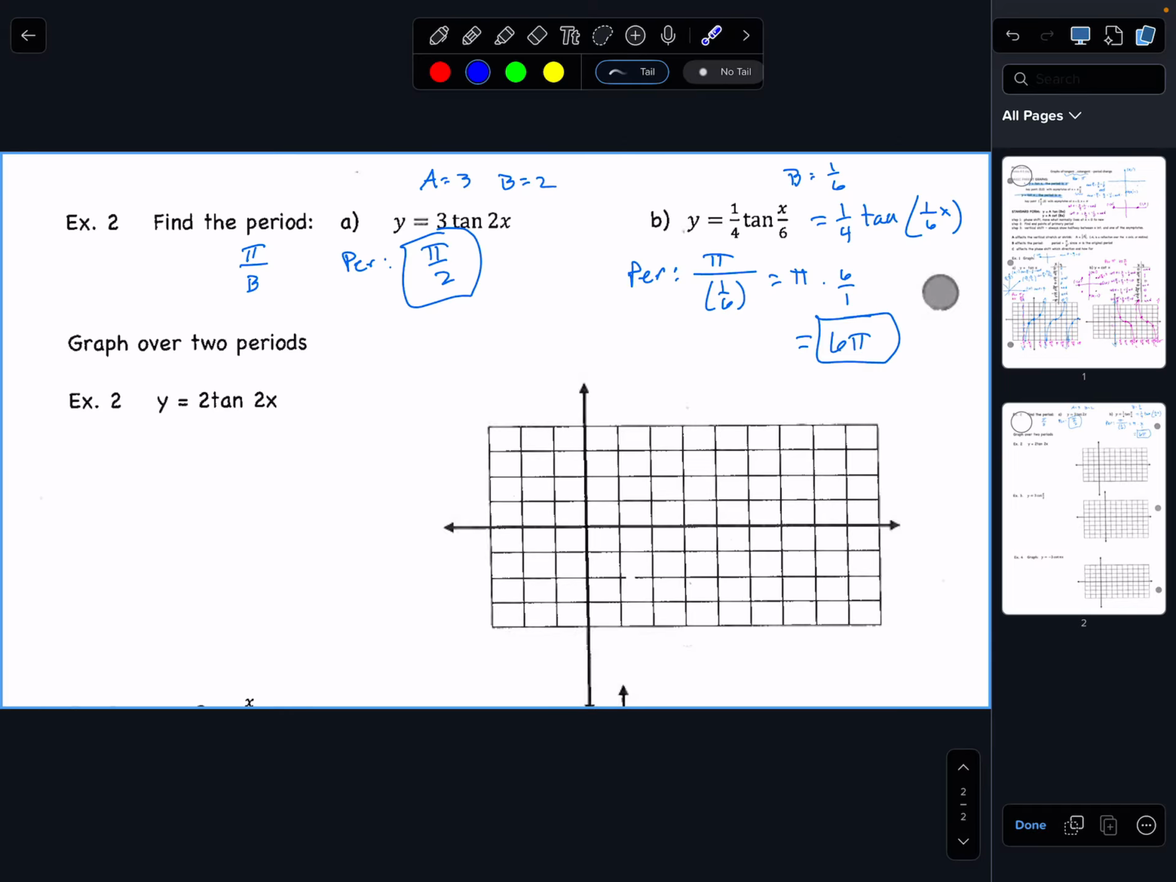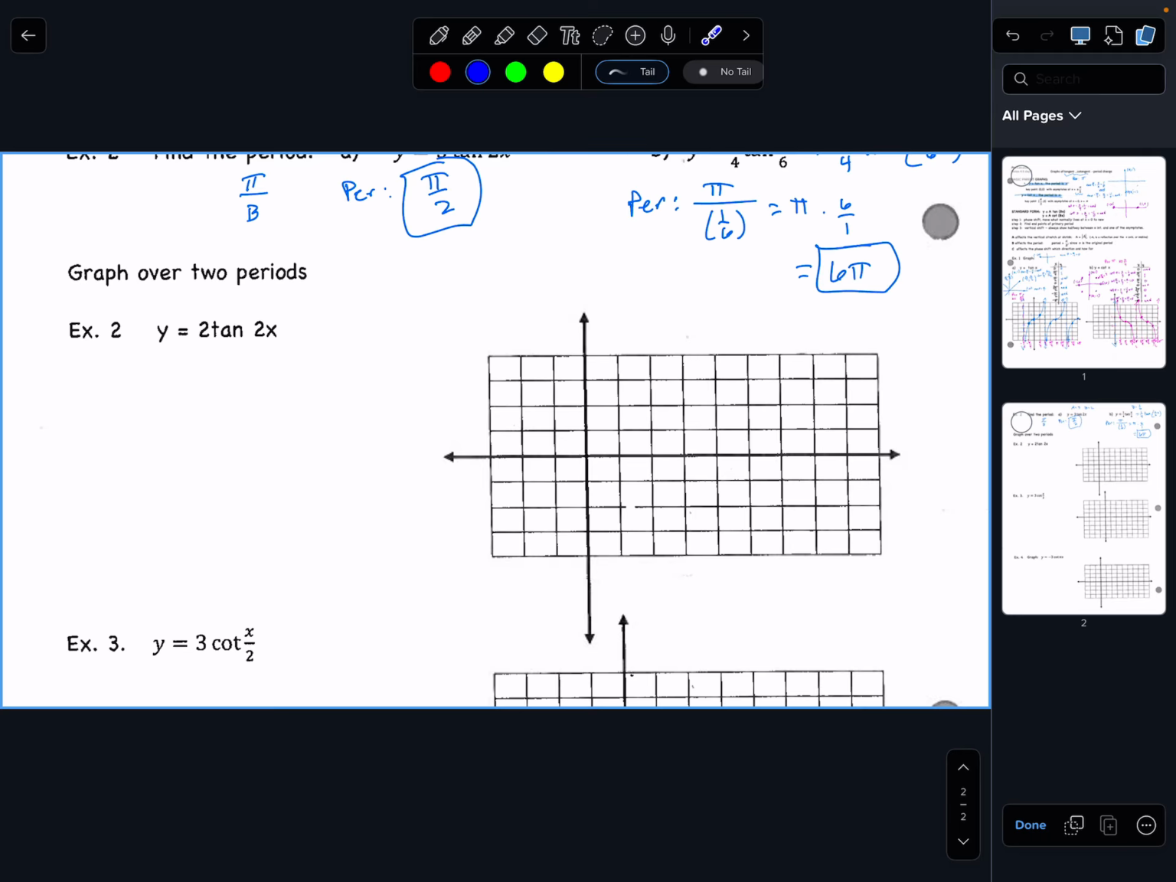All right, so graph over 2 periods. The period for this is pi divided by 2. This is your B value. And then your key increment is 1/4 of pi halves. And so now your key increment is pi eighths.